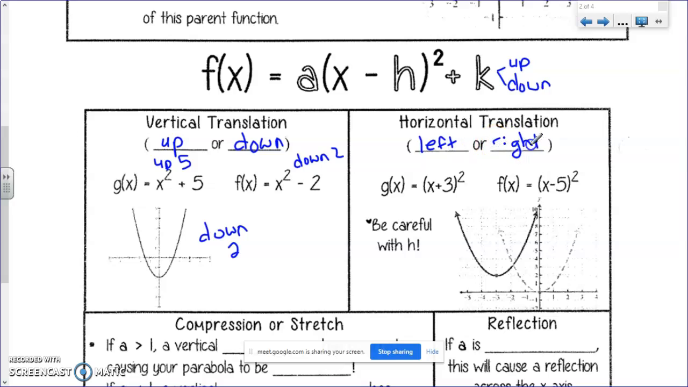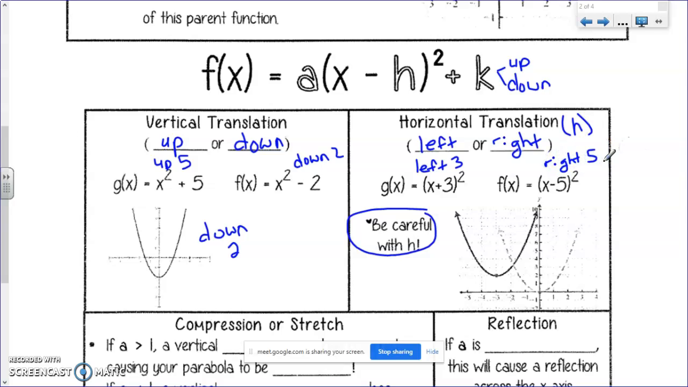Okay. Horizontal translation is left or right. And then the thing that changes here is our h. Be careful with h because h comes out opposite, and then it goes back in opposite. So here, since it's plus 3, it is left 3 because it would be negative 3. Does everybody understand that if it's plus in here, you have to think opposite?